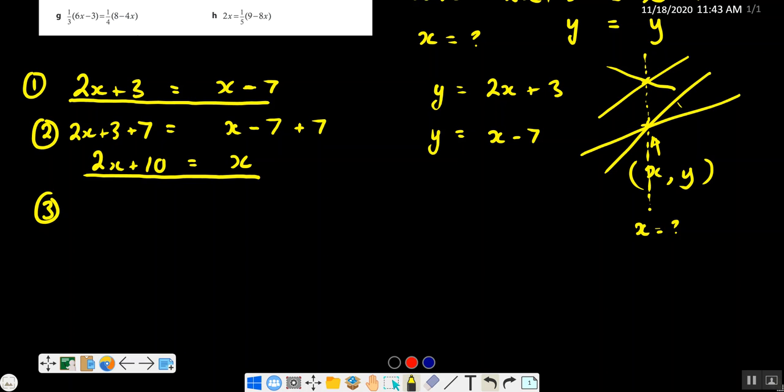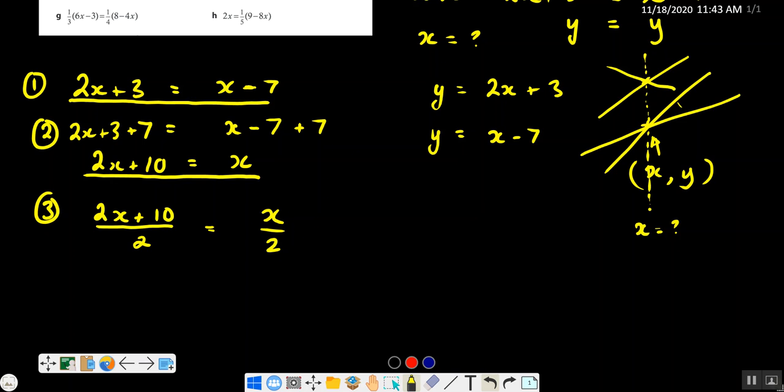Divide the x by 2. Divide by 2. Hang on, before you correct, let's have a look at this. If we divide both sides by 2, let's do 2x plus 10, divide that by 2, and x divided by 2. Right. Well, that doesn't change it.